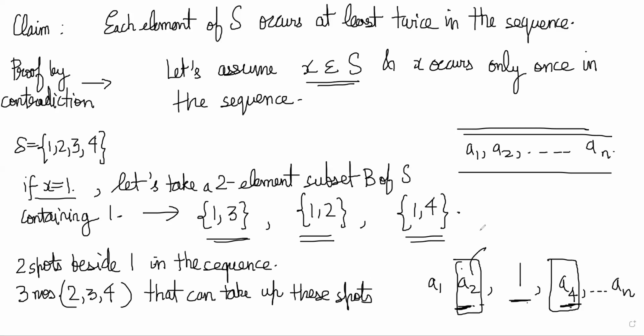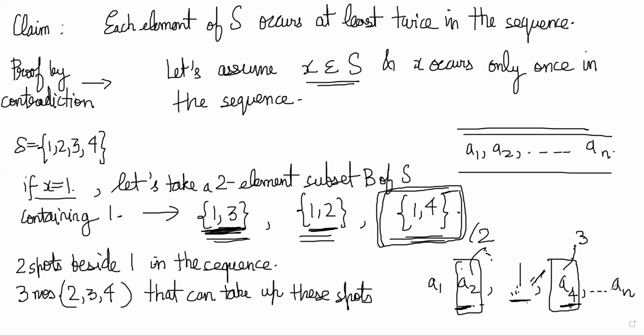So if I put here a 2 and if I put here a 3, then basically what I'm saying is 2 and 1 are part of 2 consecutive terms in the sequence. Similarly, 1 and 3 are 2 consecutive terms in the sequence. So {2, 1} and {1, 3} are handled. But what about {1, 4}? If my subset was {1, 4}, then I don't get 1 and 4 as 2 consecutive terms in the sequence.